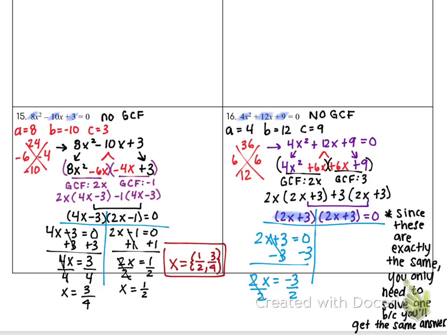So 2x equals negative 3. So here, x just equals negative 3/2. If I were to solve this one, I would also get x is negative 3/2. So I don't need to do both. I don't need to do more work than I have to. So that's your only answer in this case.